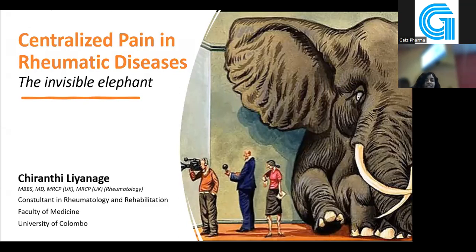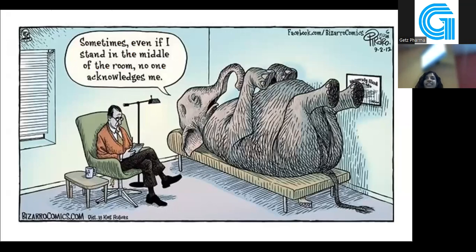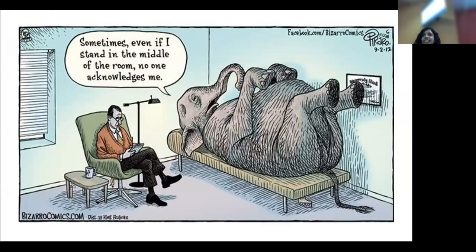Good afternoon, everyone. So I thought of talking about centralized pain that we commonly see in rheumatic diseases, because often we come across this situation. It is there, but we are not looking for it, and therefore we don't notice it. So even if it's glaring at our faces, even if it's like an elephant in this room, you might not pick it up unless we are looking for it.